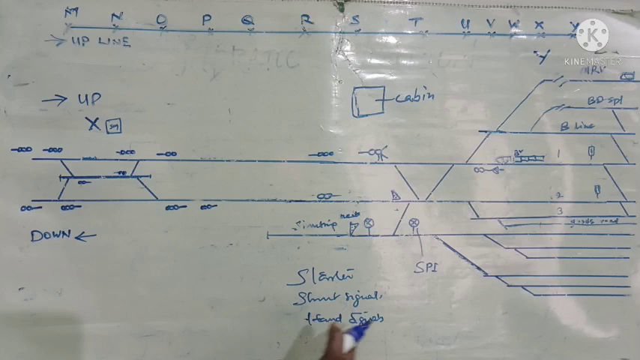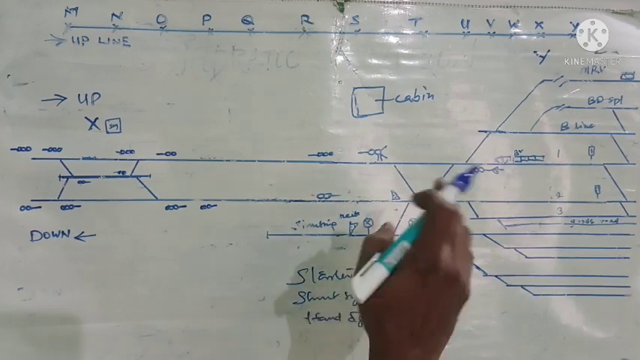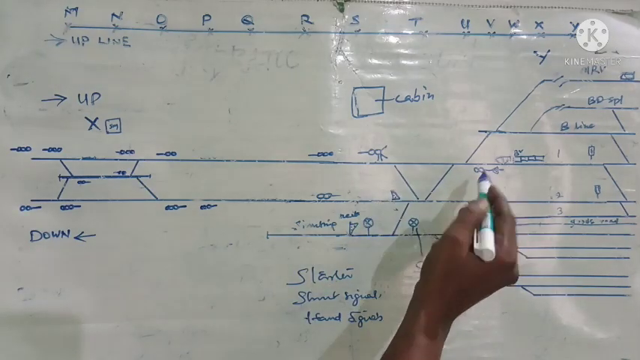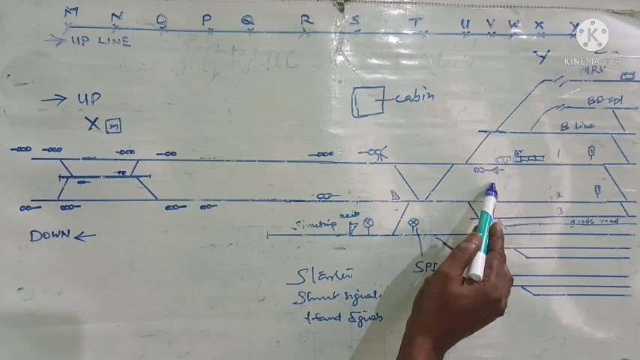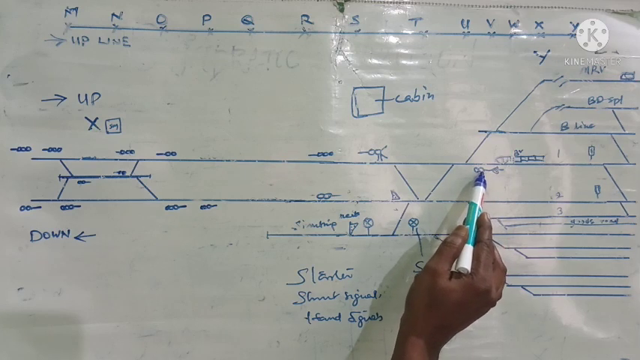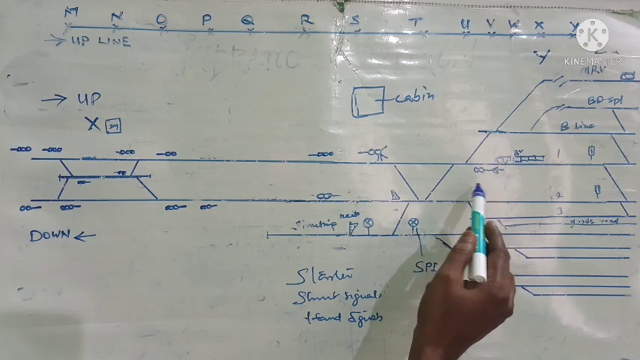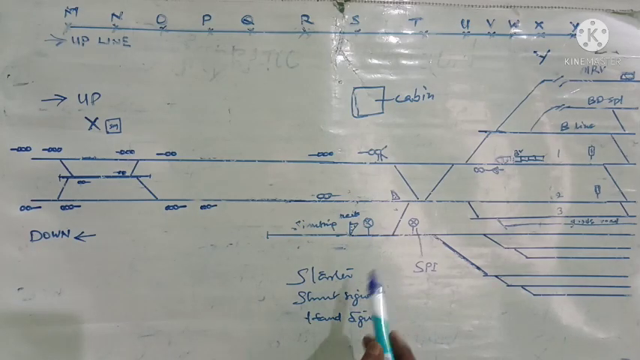Starter is used for shunting purpose only if it is independent. Independent starter means it is not interlocked with the advanced starter. Here you can see a shunt signal is provided below this starter. That means this is not an independent starter, so this starter cannot be used for shunting purpose.